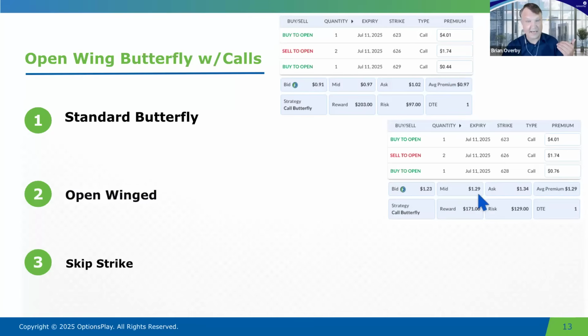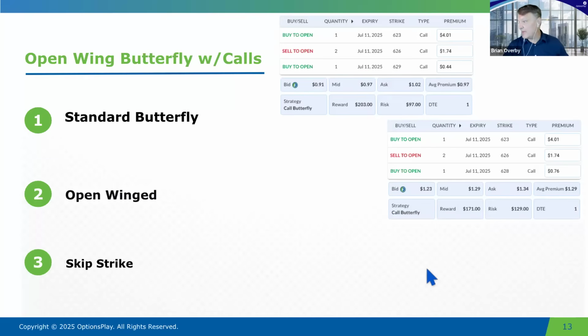Midpoint 129. So we are paying 30% more, but we still have a very good risk reward. We're still risking 129 to try to make $1.71. We're paying 97 cents to make $2.03. Very solid risk reward, but we don't have the risk to the upside on that trade.